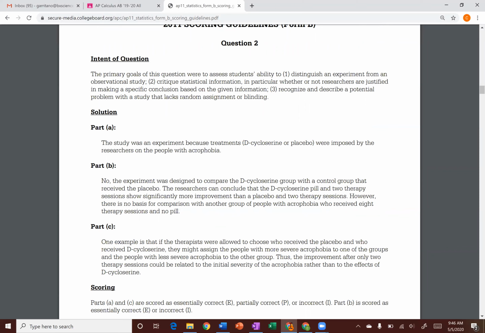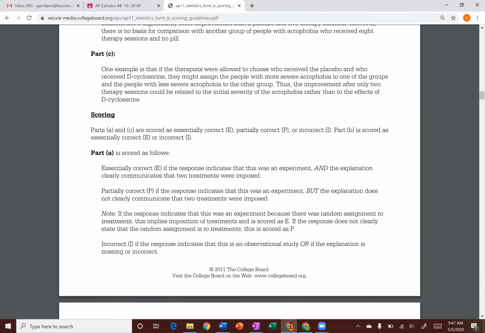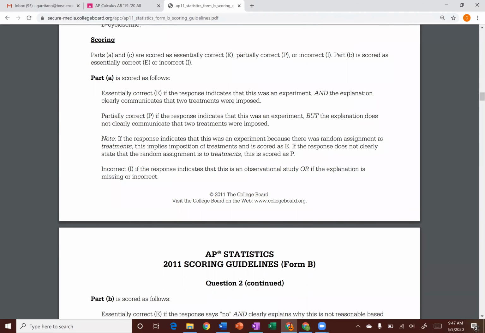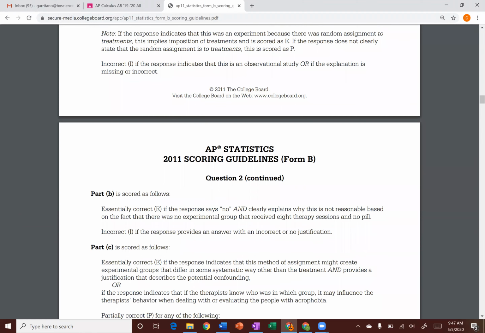What they will do is often give you a very detailed response, and this is just sort of giving you, like, in a perfect world, this is how detailed you would be. But the truth of the matter is, you're up against a timer, and the graders know that, and so they're not going to look for something as detailed as they might give. So if you scroll down and look at how the scoring is actually applied, for part B, you would be essentially correct if the response says no and clearly explains why it is not reasonable based on the fact that there was no experimental group that received 8 therapy sessions and no pill.